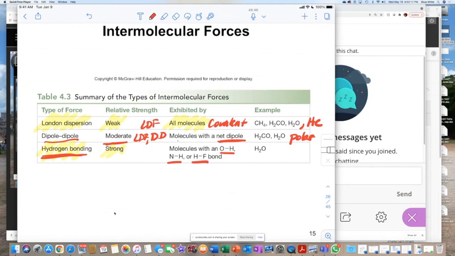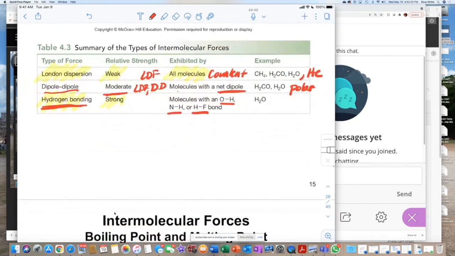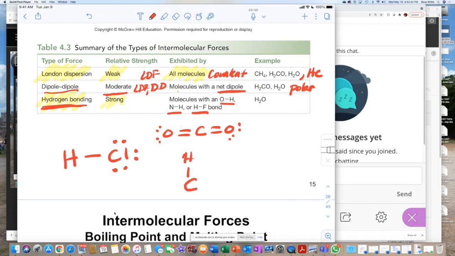Something I forgot to mention real quick, we've covered it before, but I want to cover it again. How can you tell a molecule is polar? Real quick, I'm going to draw a few. HCl, CO2 with the oxygens, CH4, and then H2O.